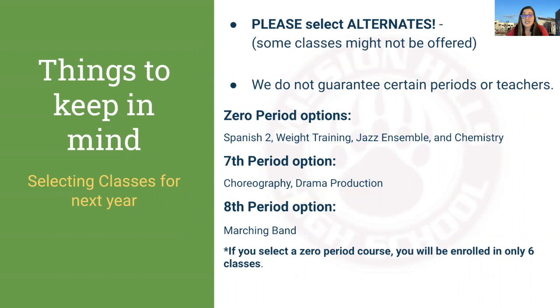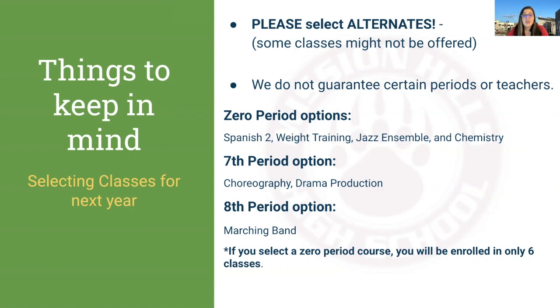For students who forget to select alternates for their electives, they will be enrolled in classes with open seats. So please make sure that you don't forget to select 3 alternates. School counselors also cannot guarantee certain periods and/or teachers, so keep that in mind.